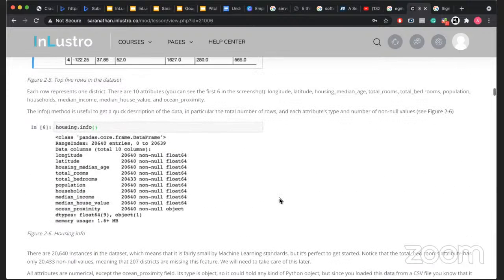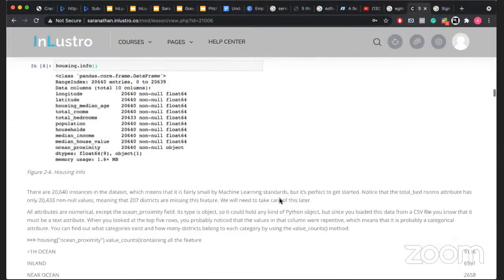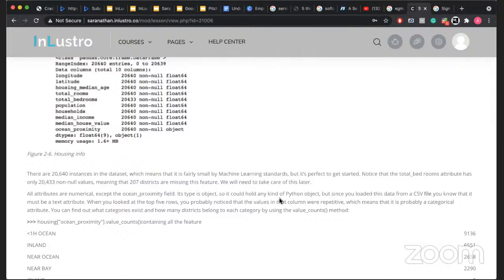Each row here represents one district, and there are 10 attributes. You can see the first 6, and scroll to the side to see the remaining. The info method is generally used to get information on the different attribute values and the data types. In this case, there are 20,640 instances, which is pretty small by machine learning standards, but it's good to get started. The total_bedrooms attribute has only 20,433 non-null values, meaning that 207 districts are missing the feature. We need to take care of that later.